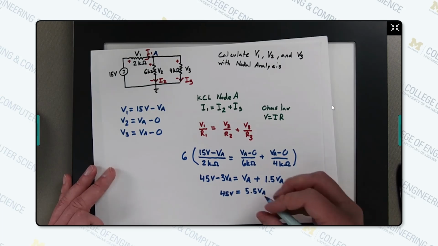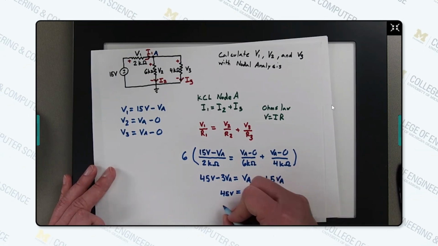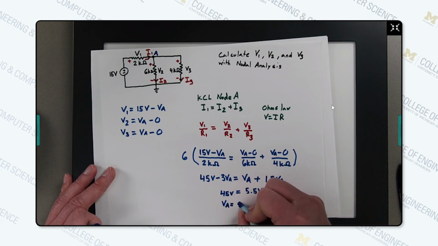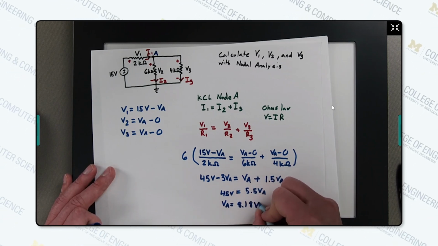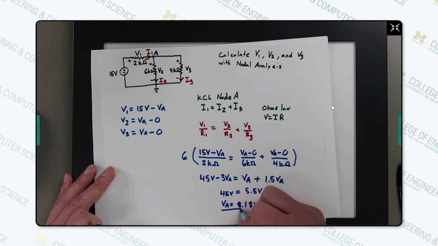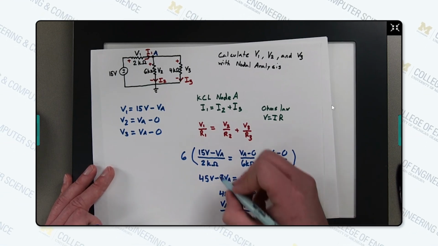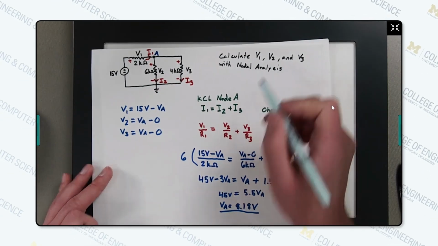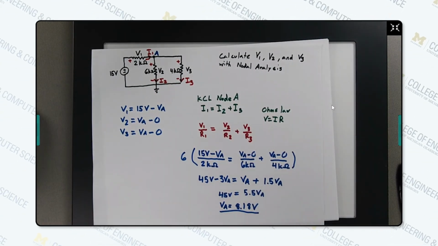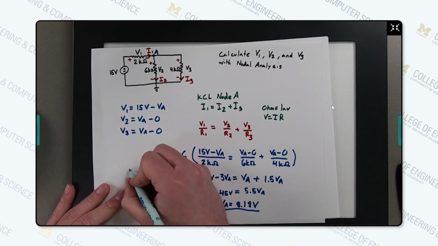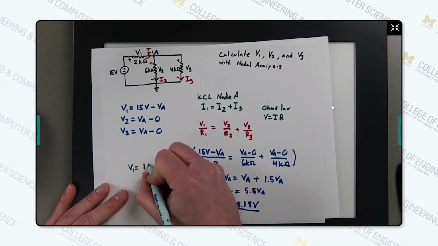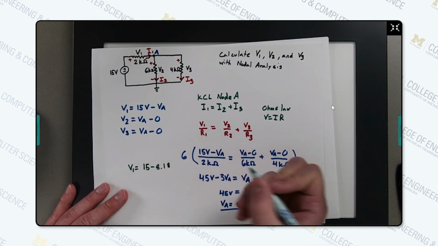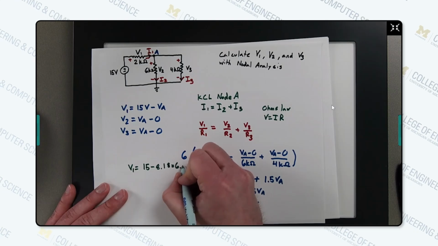Now we just divide both sides by 5.5, and we get VA equals 8.18 volts. Great, so now we have VA, and we can take that VA and plug it into these equations and get V1, V2, and V3, which is what we're looking for. So let's do that. We get V1 equals 15 minus 8.18, which equals 6.82.